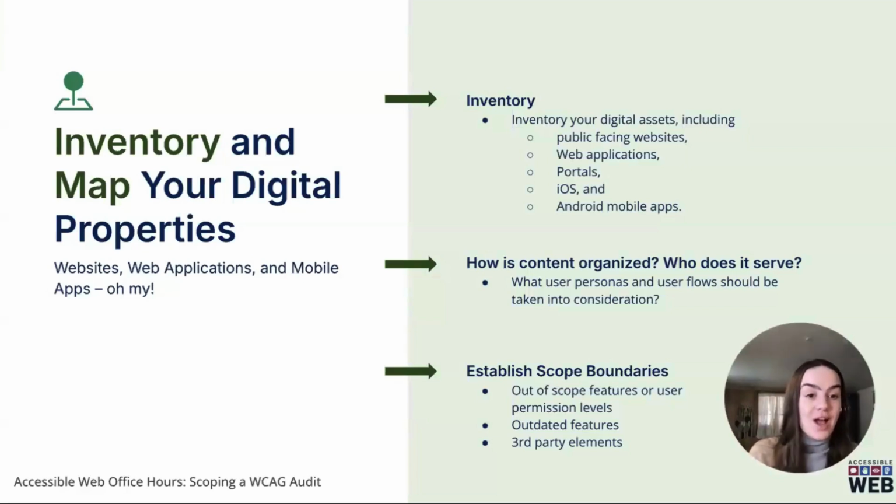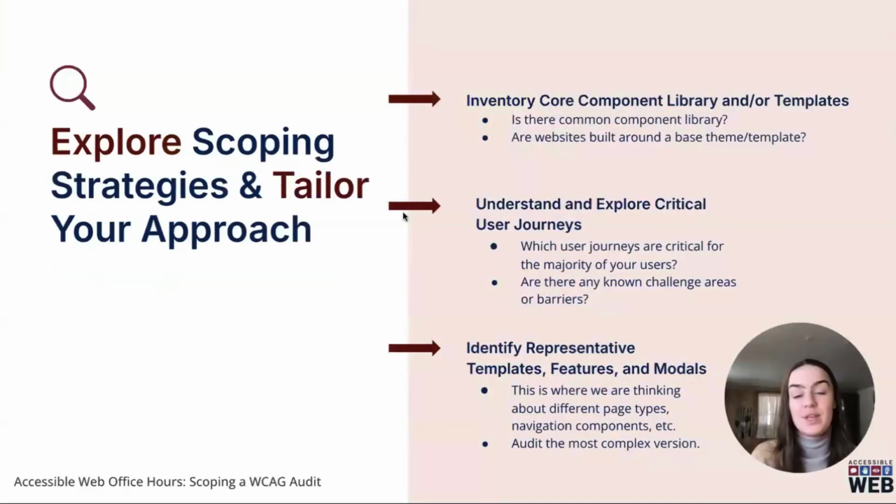Now we're going to look at a few strategies for scoping and tailoring your approach to establishing a representative sample for your audit. So depending on how your website or application is structured, the approach you take might vary slightly. When applicable, inventorying and auditing your core component library or base templates is one of the most efficient ways to assess accessibility across your website and application.